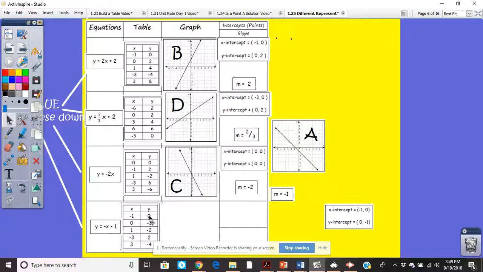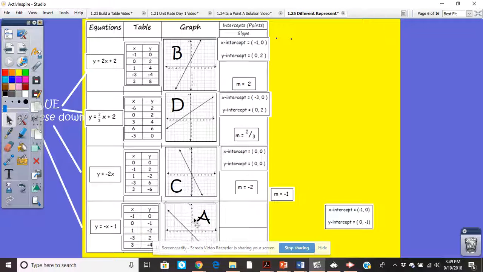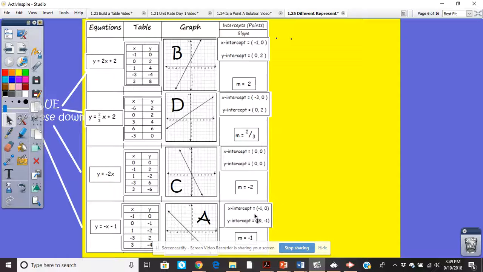So that leaves me with only these pieces left. And always make sure that you're checking your work. Even though that's all you have left, go ahead and check it with your calculator to make sure that you're getting those in the right places.